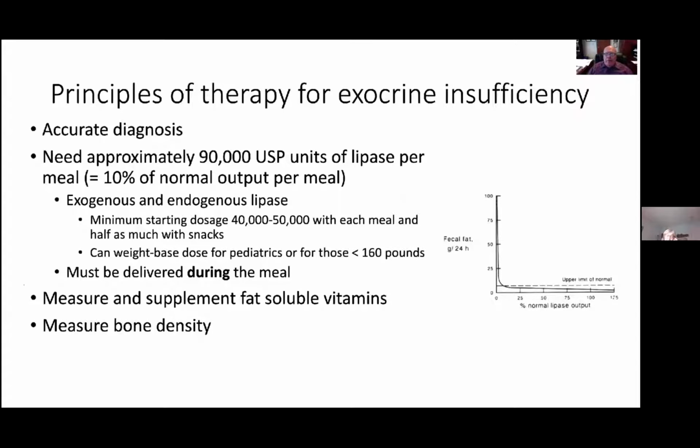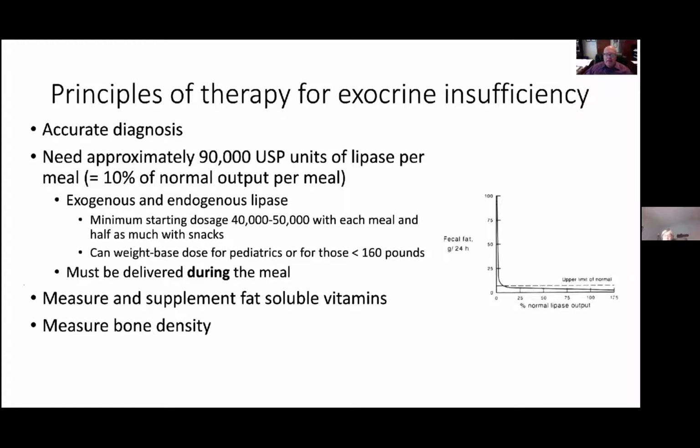Obviously, you want to make sure you have the diagnosis accurately, and then you're going to start therapy. And the general rule of thumb is that it takes about 1/10 of the normal output of the pancreatic lipase to sufficiently improve digestion and absorption. And that turns out to be about 90,000 USP units of lipase per meal, which is about 10% of normal. Many of these patients will have some residual enzyme secretion from their pancreas, and there is a gastric lipase which can compensate to some degree for the loss of pancreatic lipase.